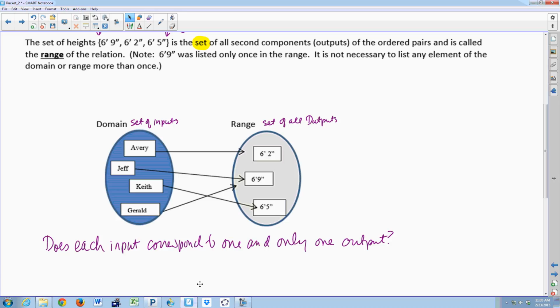So the first person passes that question, right? Here's Jeff Green. Does Jeff Green go to one and only one output? Yes. So Jeff Green passes that. Here's Keith Bogans. Does Keith Bogans go to one and only one height? Yes. Then here's Gerald. Does Gerald go to one and only one height? Yes. It didn't say that two players couldn't have the same height. It just says, does each input correspond to one and only one output? What's your answer? Yes.